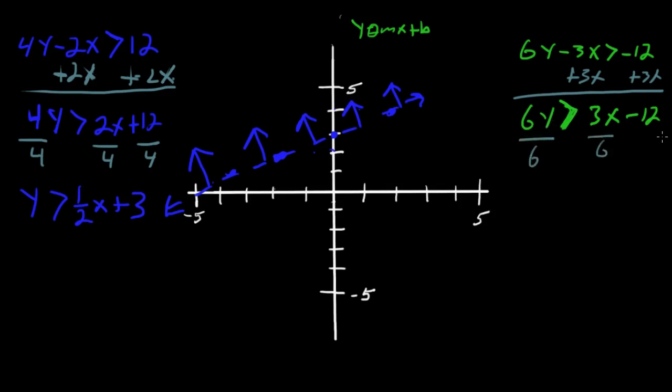I'm going to divide, hopefully you guessed that. I'm going to divide by 6. Alright, that turns this to a 1 right here. That's y is greater than, and 3 over 6 is 1/2 x, okay, that x can come out front, minus, and 12 divided by 6 is 2. Alright, so we go down to negative 2.